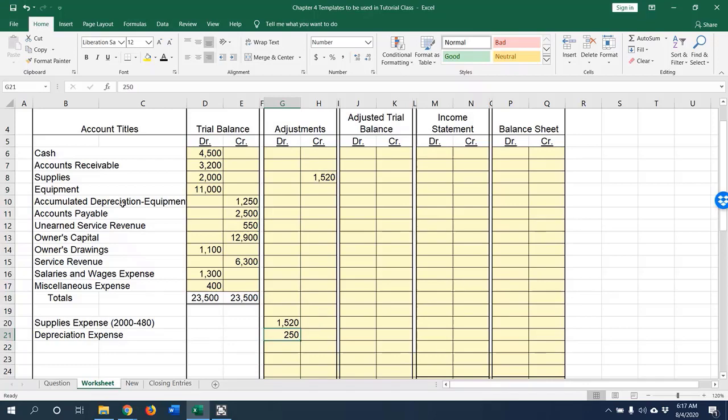Okay, so in this particular problem there is only one type of asset, which is equipment, and there is only one type of accumulated depreciation, that is accumulated depreciation for the equipment. So we will credit that account. So we'll write the 250 on the credit side too. For an equal amount of debit, there should be an equal amount of credit. So 250 depreciation expense debit, 250 accumulated depreciation of equipment credit. So number 2 is also done. Okay, very simple.